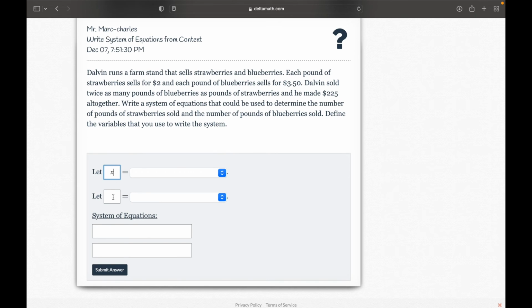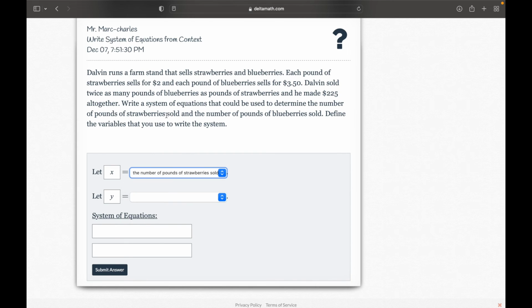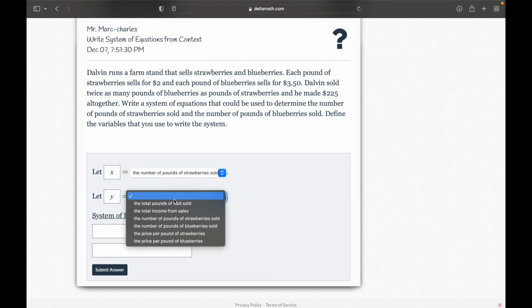x and y again. What do they want? Write a system of equations that can be used to determine the number of pounds of strawberries sold. Number of pounds, not the price, but the number of pounds of strawberries. And what else? Number of pounds of blueberries sold.